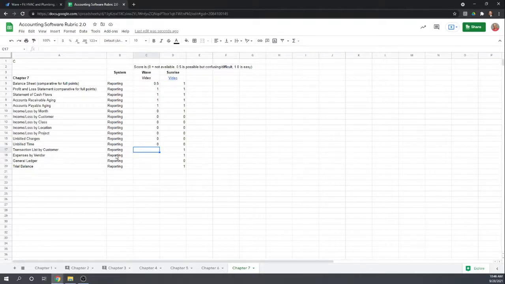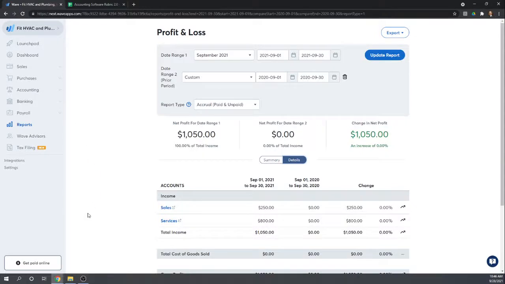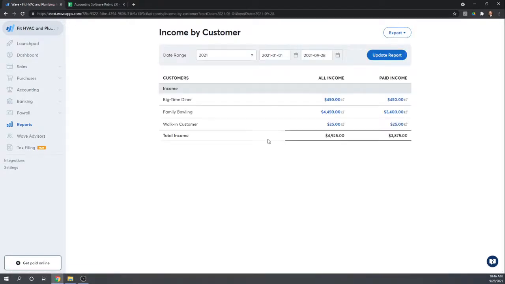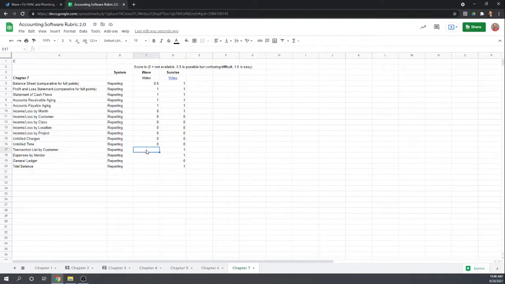So transaction list by customer. This would be transactions directly with the customer, not just expenses assigned to customers. So this is basically invoices and payments. Go to reports, I think under customers, income by customer. Good. So all income, paid income. Okay, that will work. So we're going to say transaction list by customer, yes.